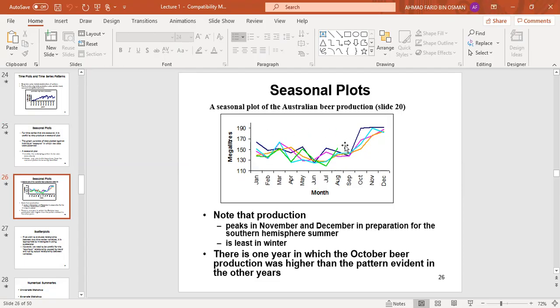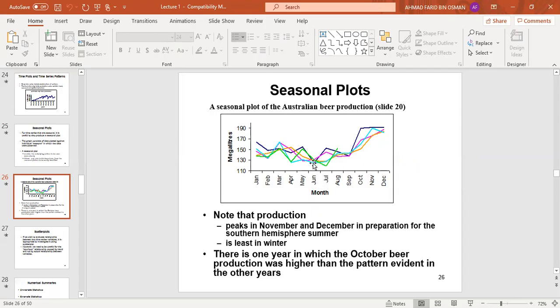So this is a seasonal plot for the same series that we considered before, the Australian beer production. Note that production peaks in November and December in preparation for the Southern Hemisphere summer. Summer is normally hot weather, so it encourages the consumption of beer. But it is least in winter.